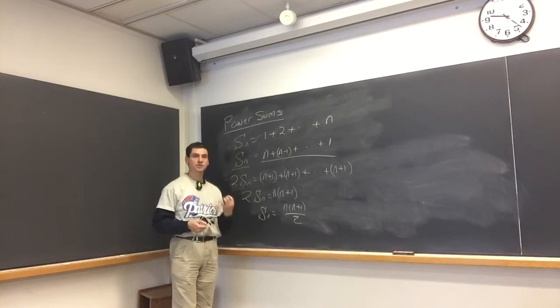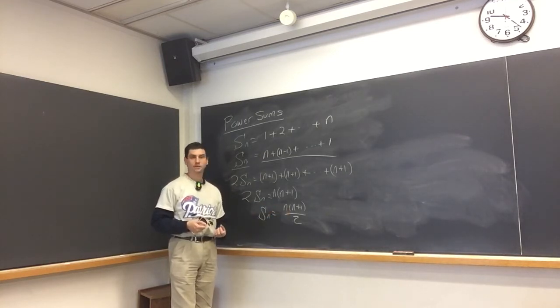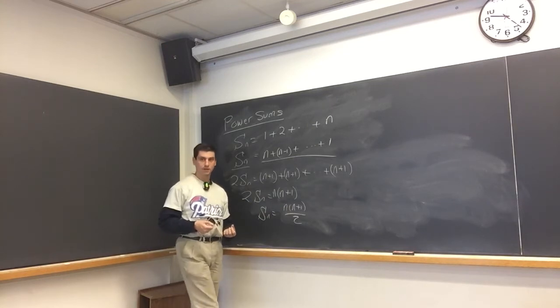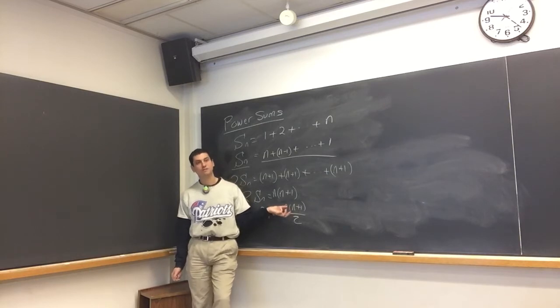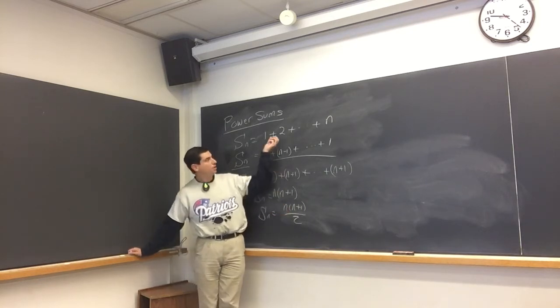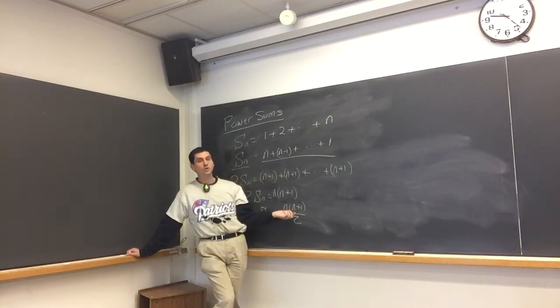How many points determine a line? 2. How many points determine a quadratic? 3. So if you know that this is a quadratic, we would need to evaluate this for 3 values of n, and then we could determine what the coefficients of the quadratic are. Now, if this is going to be a polynomial in n, what should the sum be when n equals 0? 0. So then the polynomial must be a multiple of n. I've gotten the constant term.